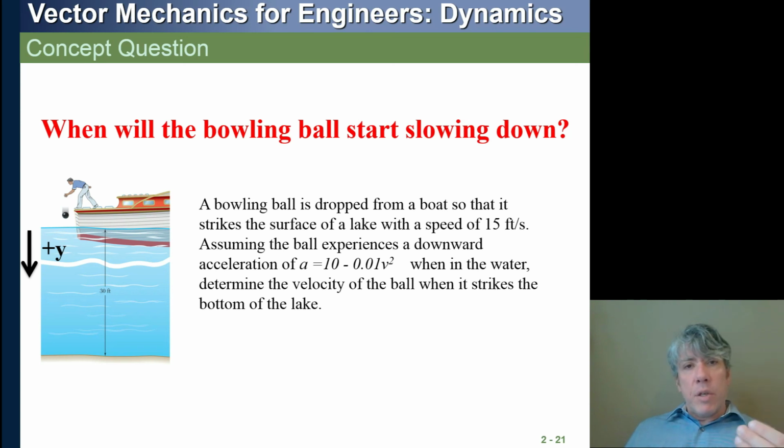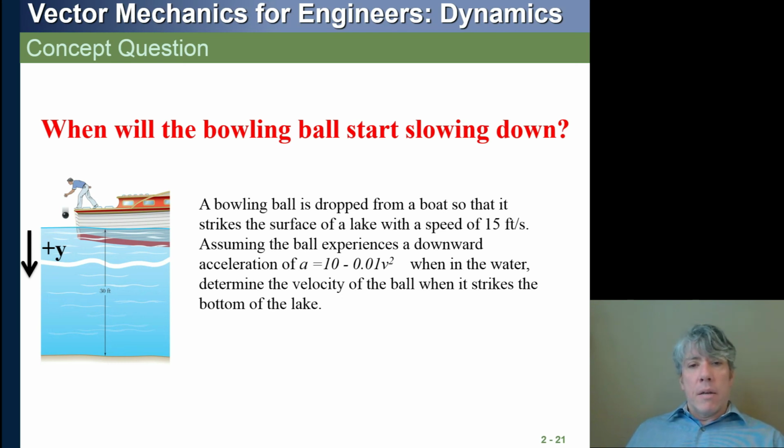Well, the acceleration is equal to 10 minus 0.01 v squared. So if you think about it, what we're saying is, when would the ball have a negative acceleration going upward, because we've defined a coordinate as positive going downward? When would the ball have a negative acceleration?